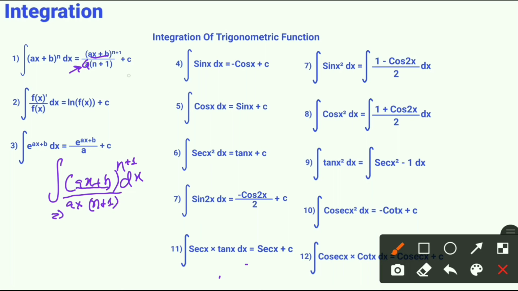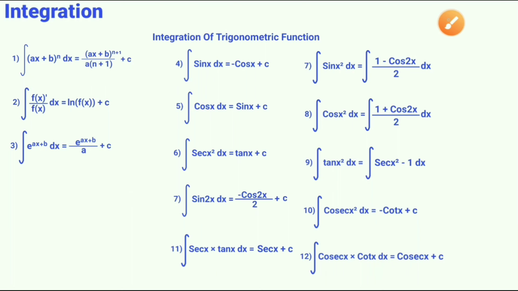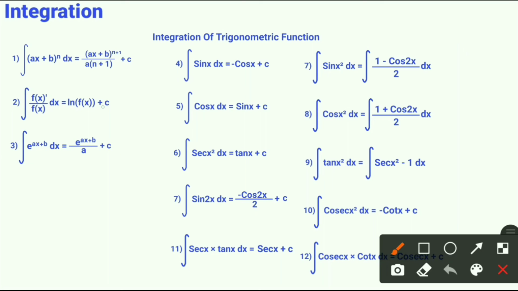The derivative would be multiplied by n plus 1 divided by this. Okay, so part 1 is done. In part 2, what we have here is ln f(x). Whenever you have an equation and its derivative is in here, and you want to integrate it, then it will be ln f(x). Okay, for example, let me give you an example.